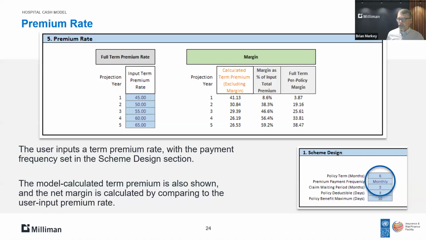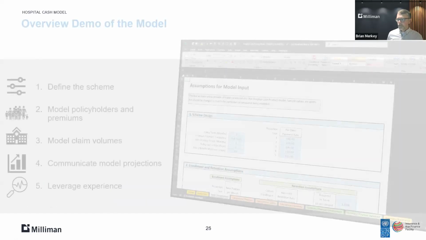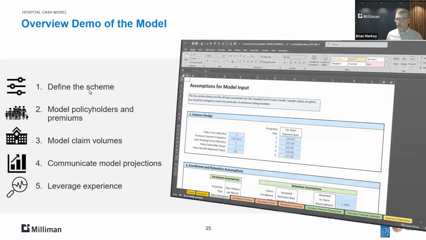Right. So that's the inputs, running the gamut from setting the scheme to setting up enrollment assumptions and claim assumptions, the expenses, and finally what the anticipated premium rate being required is. So I will show now in the Excel model what this looks like.